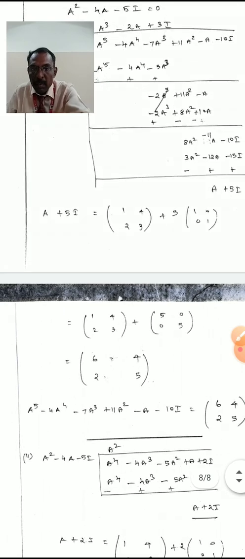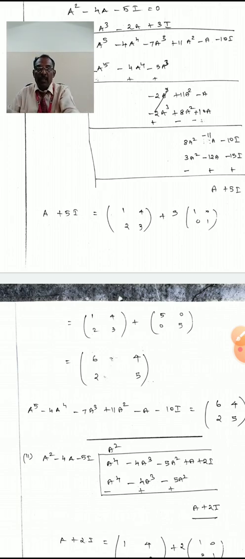The given problem is A^5 − 4A^4 − 7A^3 + 11A^2 − A − 10I. Without Cayley-Hamilton, if we do this problem, it takes more time. So within a short time, how can we solve the problem? Using only Cayley-Hamilton, do the simplification, and we get the answer of the given problem.